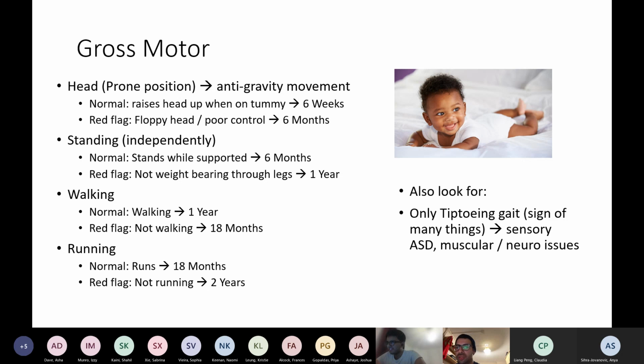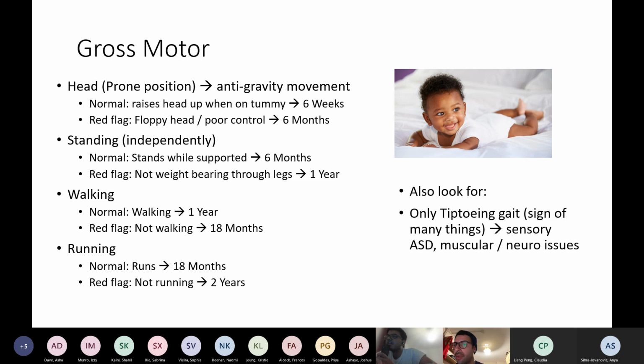Running, not so much important, but 18 months is normal. Not running at 2 years is a red flag. So things to also look for. I would also say that DMD is common in exams, but not in real life. It's around 200 per million in real life. But it's something to remember, that it's a very common thing they like to talk about as the reason that they can't walk.